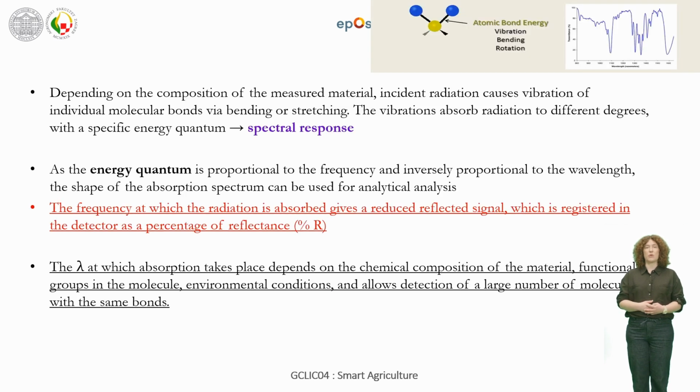Depending on the composition of the measured material, incident radiation causes vibration of individual molecular bonds via bending or stretching. The vibration absorbs radiation with specific energy quantum. We get spectral response. Shape of the absorption spectrum can be used for analytical analysis. Frequency at which the radiation is absorbed gives a reduced reflected signal, and we can register it in the instrument as a percentage of reflectance. Wavelength at which absorption takes place depends on the chemical composition of the materials. Each material has its own specific spectral signature.